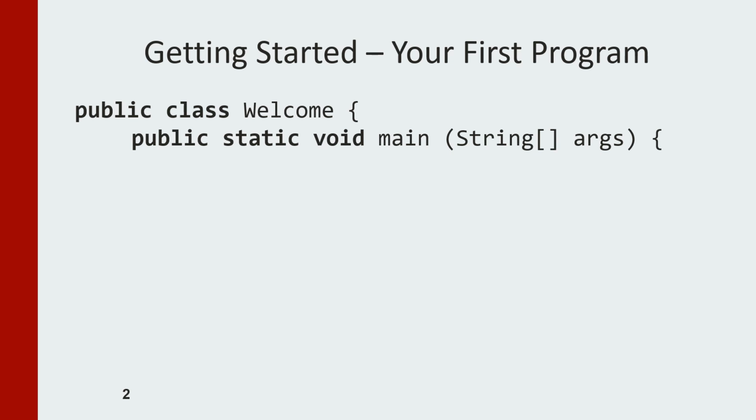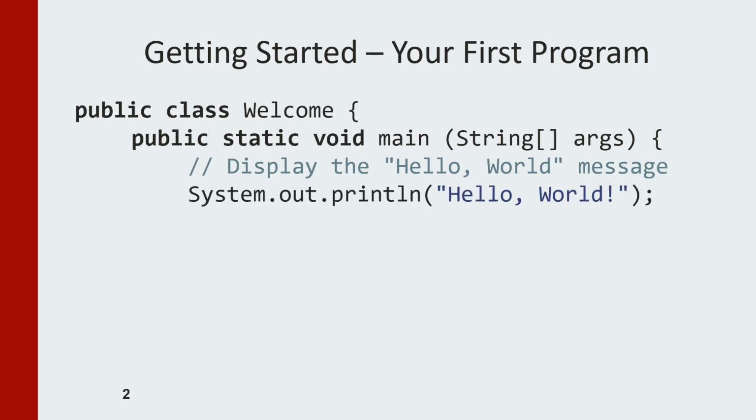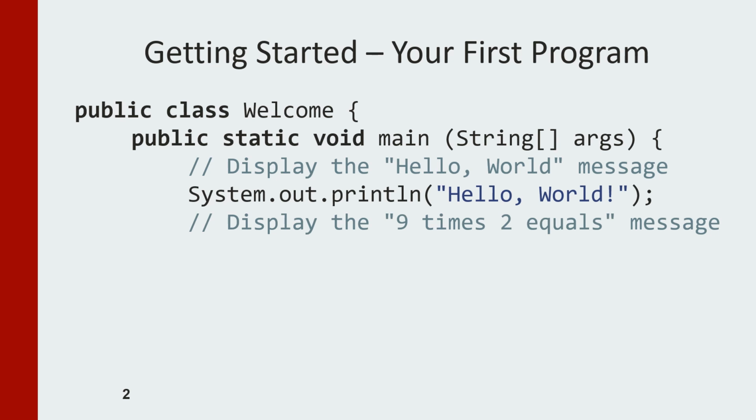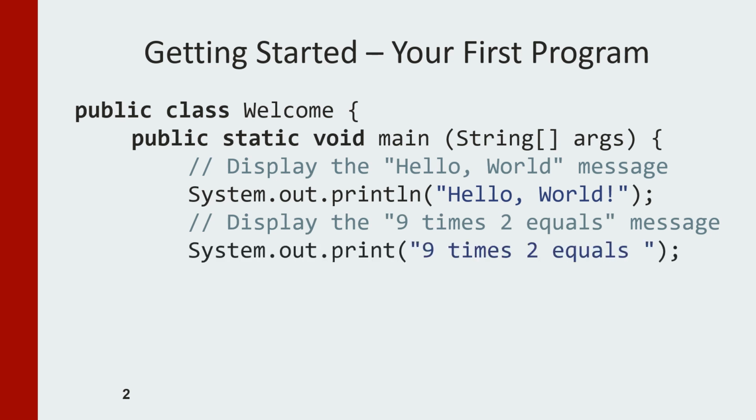Then I'm going to do public static void main, open parentheses, String, open square bracket, close square bracket, args, close parentheses, open curly brace. We're going to display the hello world message, which we will do with a System.out.println. And then I'm going to display one more message, which is System.out.print 9 times 2 equals.